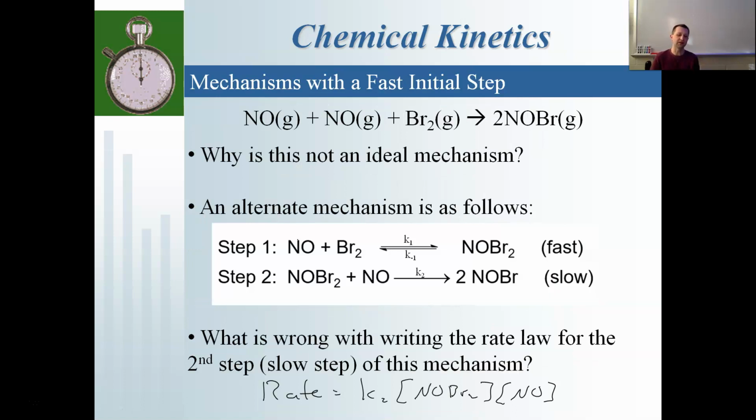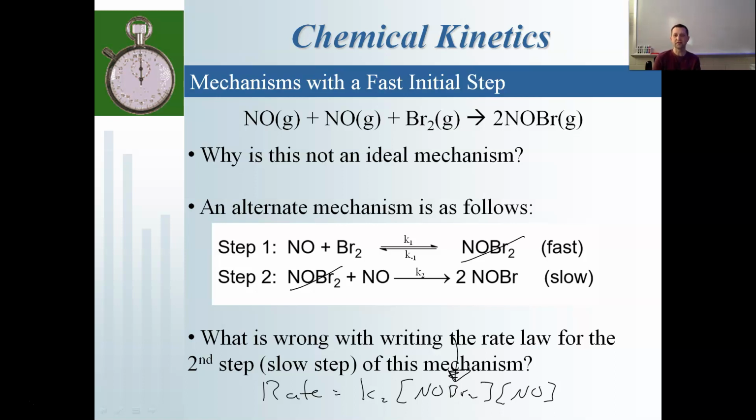The other thing that's wrong with this is that look at what you have in step 1 and step 2. You have NOBr2 canceling out here and here. What is NOBr2? NOBr2 in this case is an intermediate. So the next thing that's wrong with this is that your intermediate is in your rate law right here. And your intermediate should not be in your rate law. Okay, so that's something very important to remember here and to know.